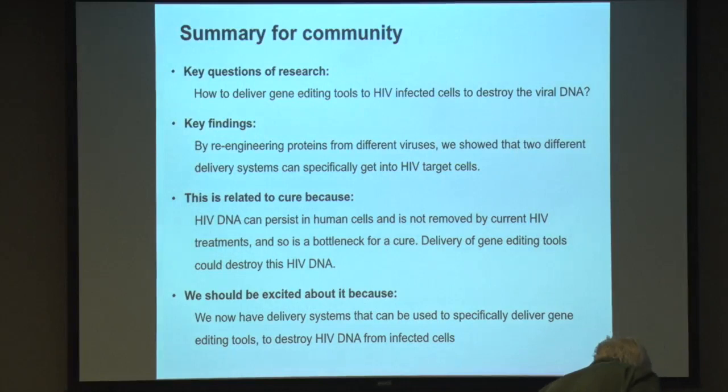Here is my summary for the community. The key question we're asking is how to deliver a gene editing tool to HIV-infected cells to destroy the viral DNA. And our key finding is that by re-engineering proteins from different viruses, we show that two different delivery systems can specifically get into HIV target cells. And this is related to cure because HIV DNA can persist in human cells and is not removed by current HIV treatment, so it is a bottleneck for cure. Delivery of a gene editing tool to these cells can remove the HIV DNA. And we should be excited about this finding because we now have a delivery system that can be used to specifically deliver a gene editing tool to destroy HIV DNA from the infected cells.